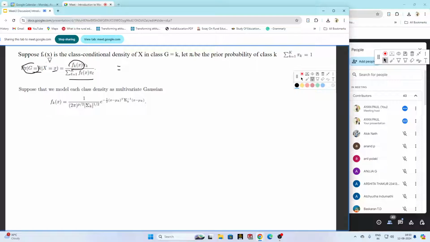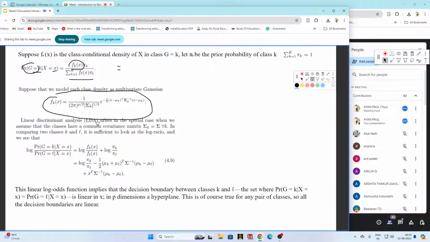Now suppose that we model each class density as a multivariate Gaussian. This is the Gaussian function. Linear discriminant analysis, LDA, arises in the special case when we assume that the two classes have common covariance. Your covariance should be common. That is the assumption of LDA.